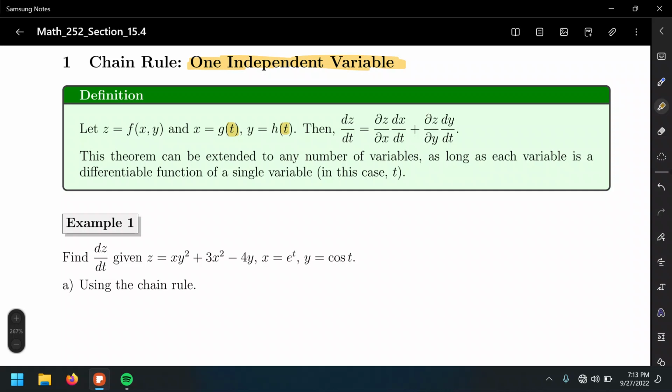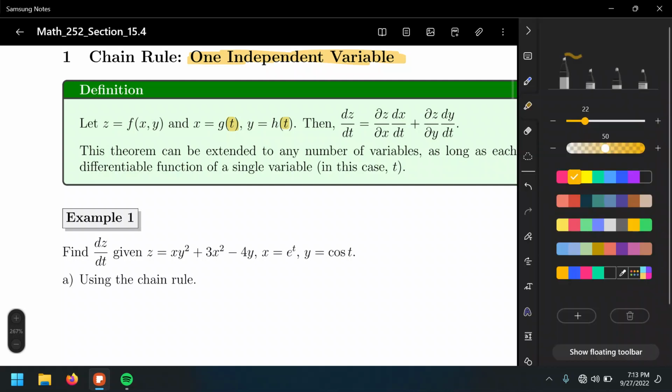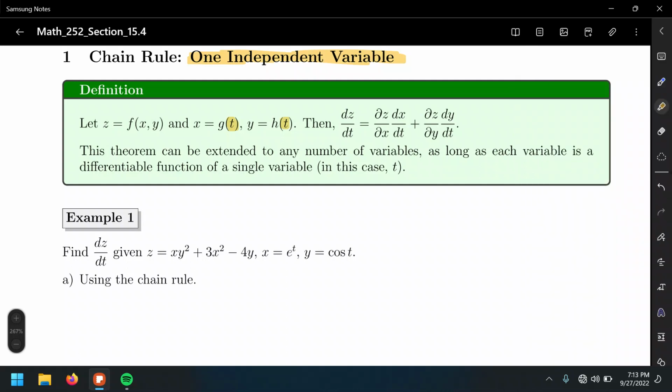All right, so we're given a function. They're asking us to find dz/dt. Notice in this case this is not a partial derivative, it's actually an ordinary derivative. But the function z contains multiple variables. That's because all these different variables depend on one single variable. So what we're going to do here to get that derivative is find the partial derivative of the z function with respect to x, and then find the derivative of the x function with respect to t.